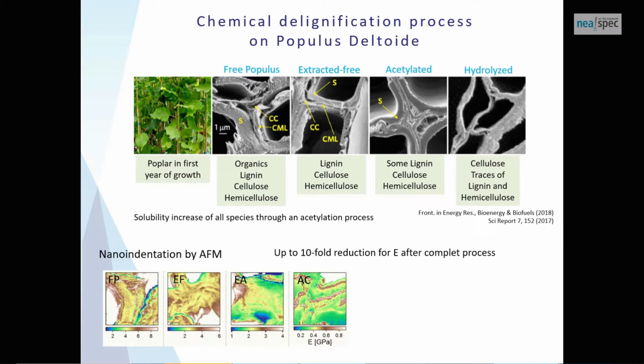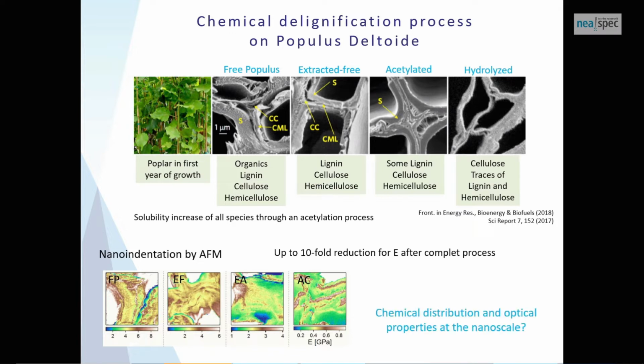Before going to optics, we already did some nano-indentation by atomic force microscopy. I showed you here example of mappings of the elastic modulus, and we actually measured a reduction of this elastic modulus by a factor of 10 after the complete process, which is actually expected as we remove lignin and hemicellulose that are the link between the fibers, the microfibril of cellulose, and the lignin is like the cement of the vegetal cells.